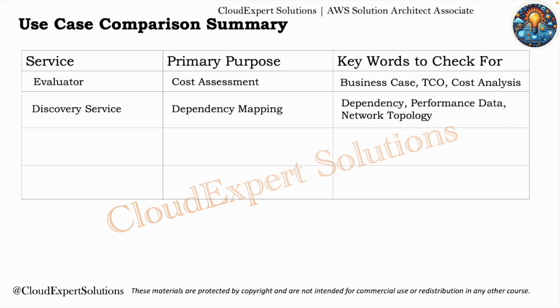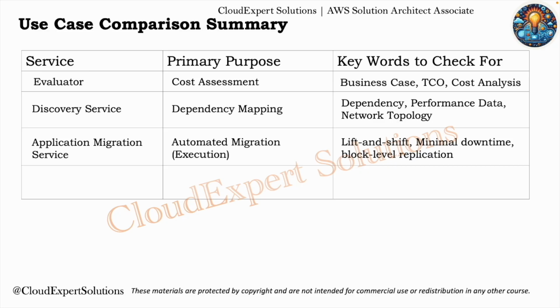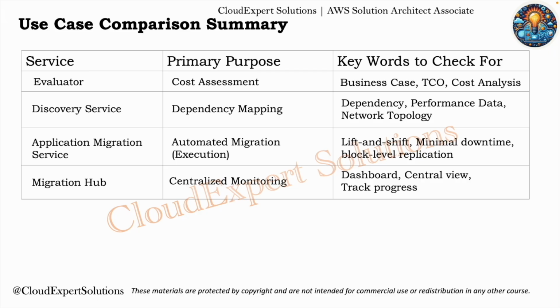Moving on, if the question mentions mapping dependencies or collecting performance data or discovering network topology or identifying upstream or downstream applications before your migration, then you should use Application Discovery Service. If the question is saying lift and shift or minimal downtime or uses a phrase like block level replication, then it is hinting towards Application Migration Service. And finally, if the exam asks for a single dashboard or to track progress, then Migration Hub is the answer for you.